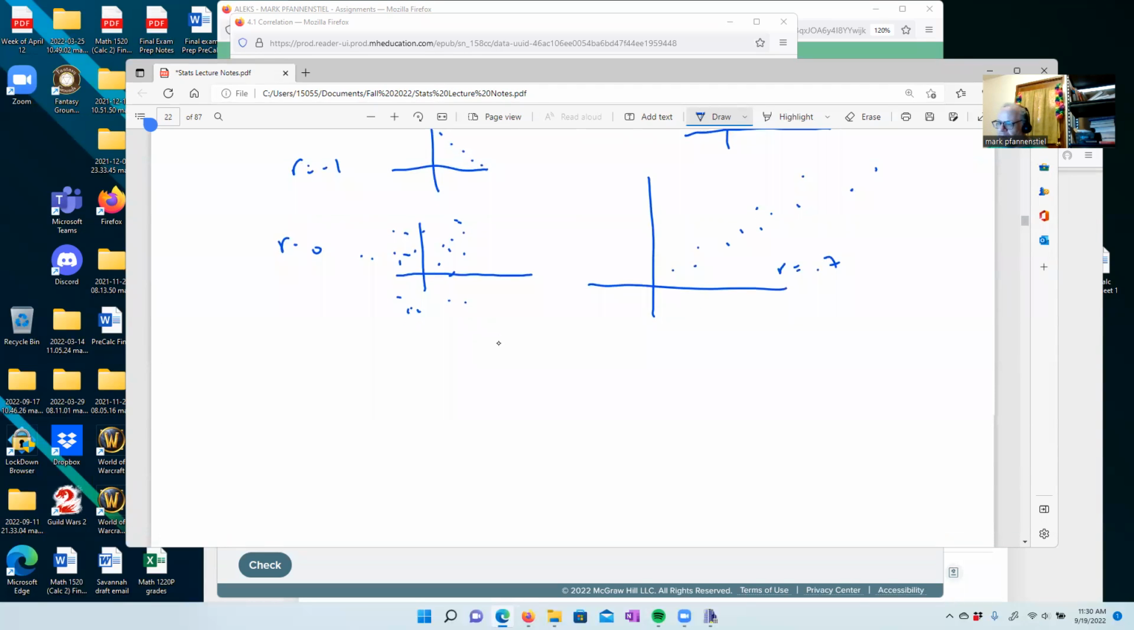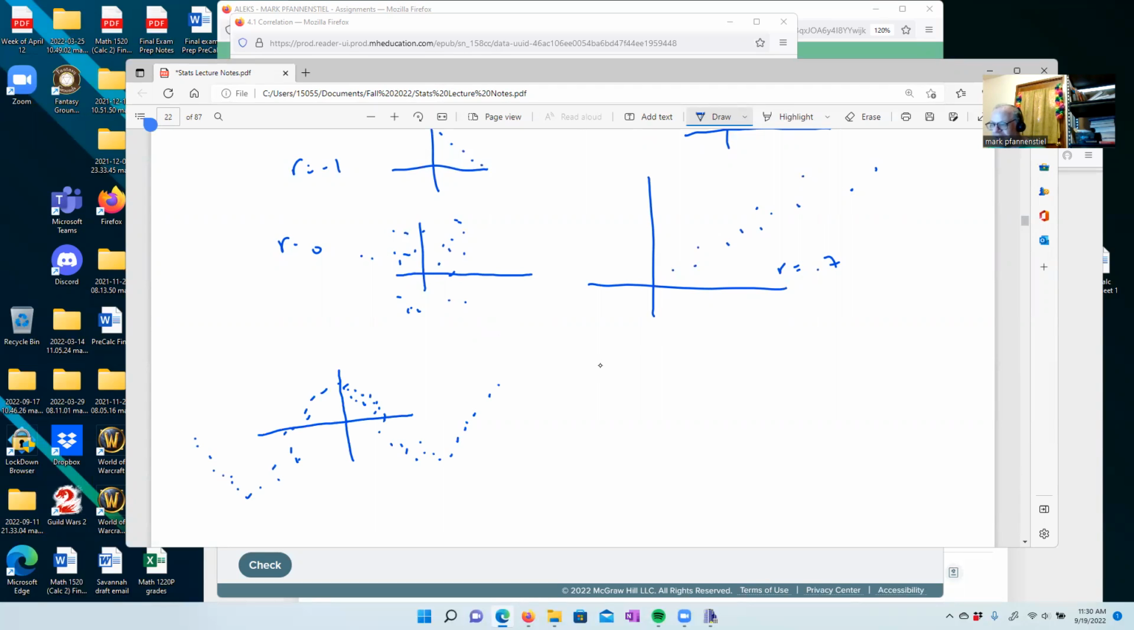R is 0 means there is no linear relationship. It doesn't mean there isn't a relationship; it means there's no linear relationship. I've got a couple of students I know that have taken trigonometry. You end up with a scatter plot that looks something like this. Is there a pattern? Yes, there is.